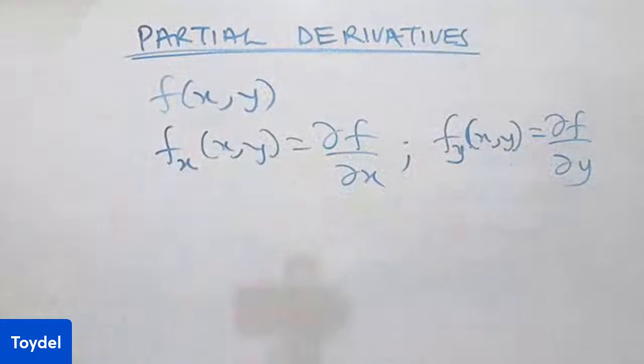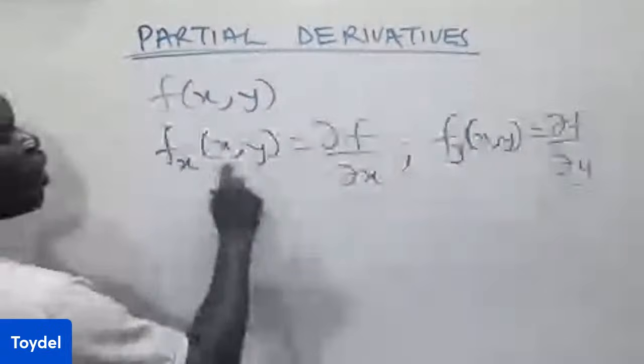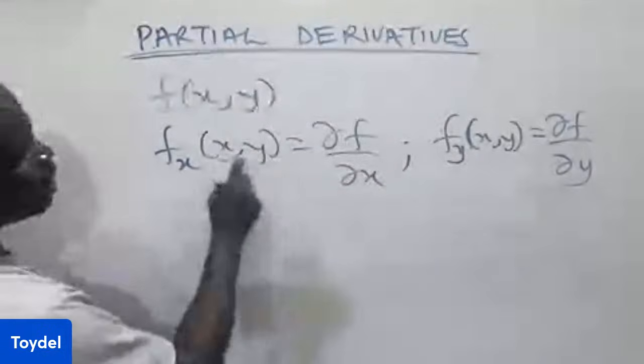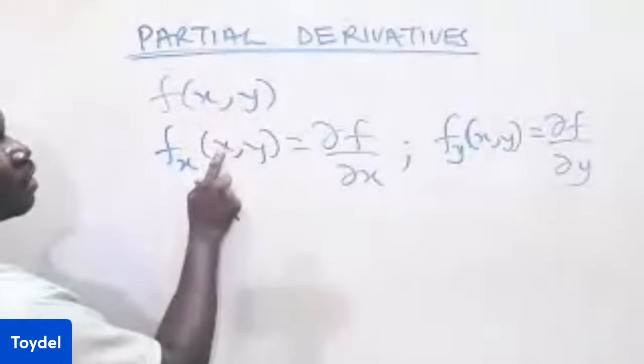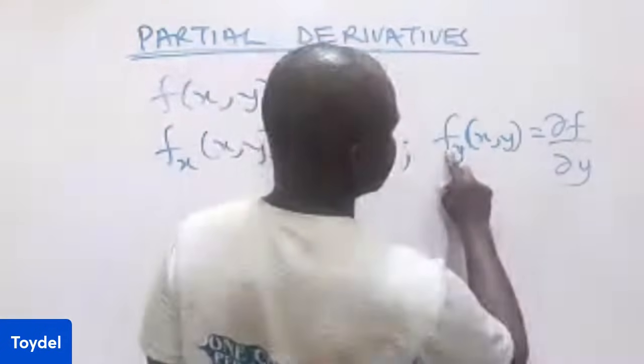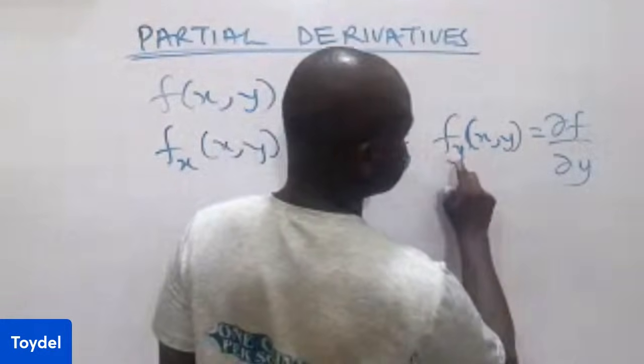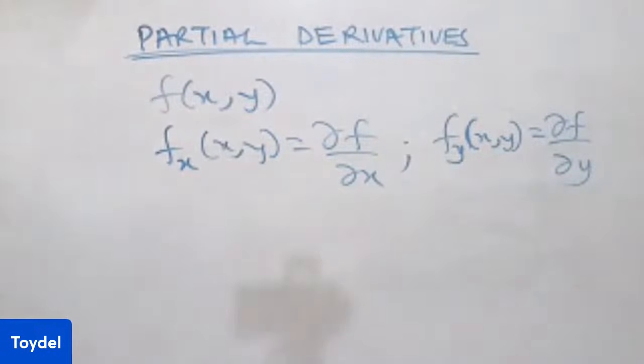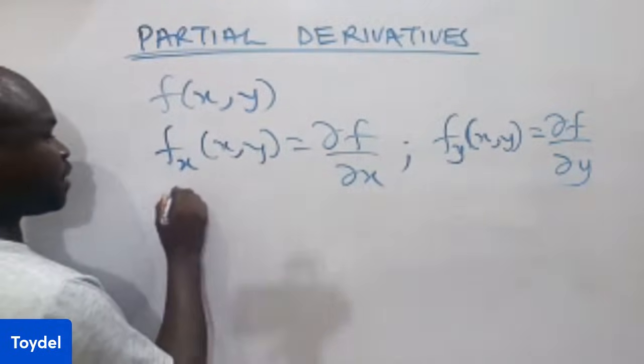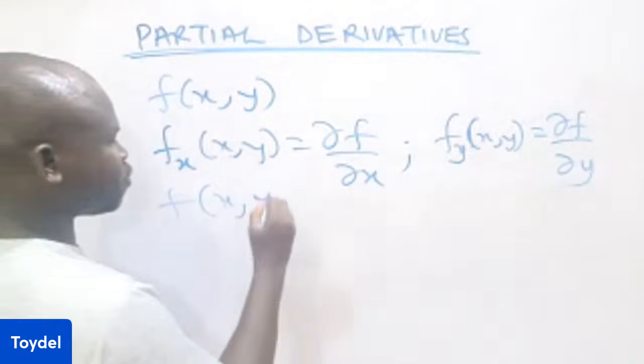So when we have partial derivatives, they are the rates of change with respect to each variable separately. In this case, there are two variables, x and y. We differentiate f with respect to x partially, and we differentiate f with respect to y partially. So that is just a simple introduction to partial derivatives. And of course, we can have more than two variables. We can have f of x, y, and z.